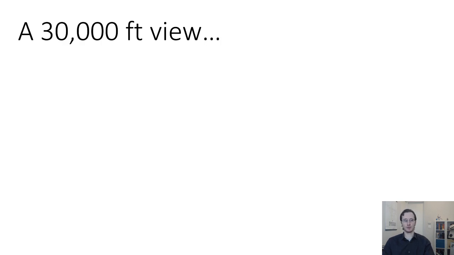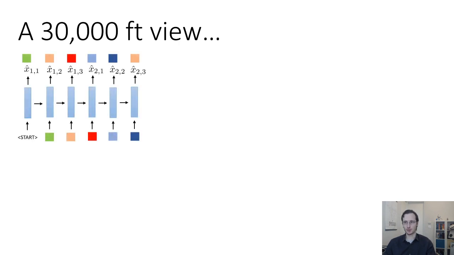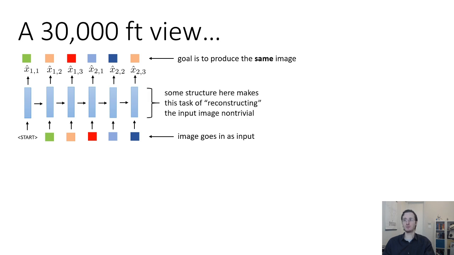Okay, so let's start with a very, very high-level view of probabilistic unsupervised learning models. For example, things like language models. At a very high level, you can think of them as having inputs where the input corresponds to the image, the pixels in the image. Now, those pixels have to be ordered in some way, but the whole image is there. The whole image serves as input. And the goal is to produce that same image. But in the middle, you have some structure that makes this task of reconstructing the image somewhat non-trivial.